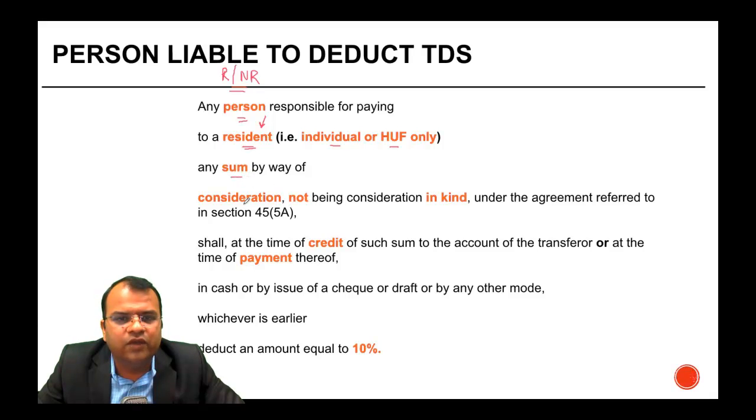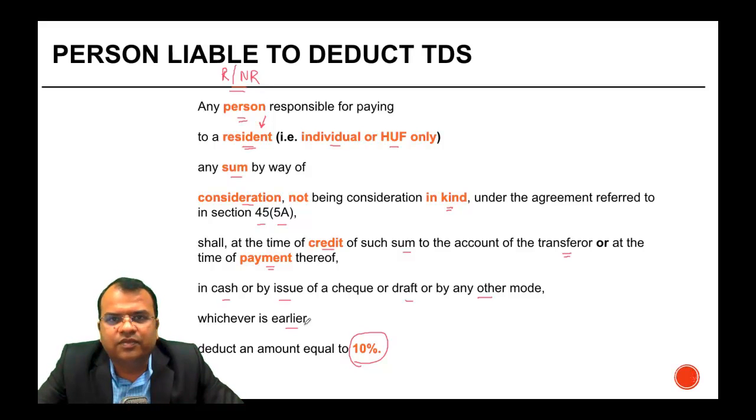Any sum by way of consideration, not being consideration in kind, under an agreement referred to in section 45 subsection 5A, shall at the time of credit of such sum to the account of the transferor, or at the time of payment thereof, in cash, cheque or draft or any other mode whichever is earlier, deduct an amount equal to 10%. So the rate of TDS is 10%. The person who's making the payment has to deduct tax, and the consideration should not be in kind. What this means we are going to look at a little later.